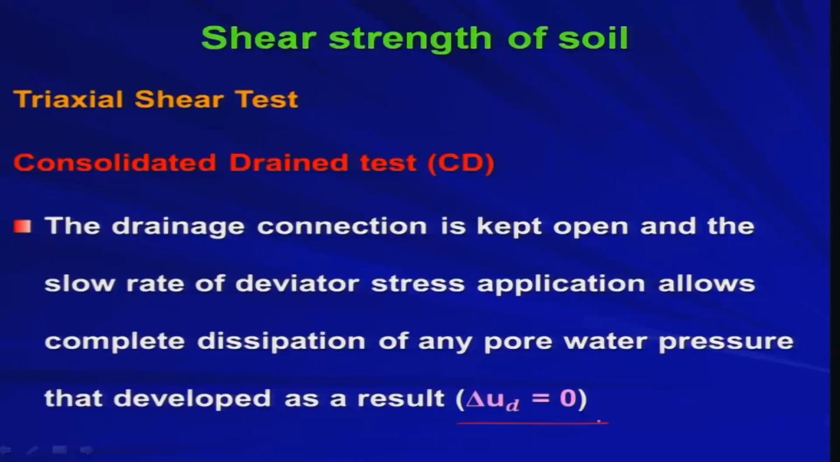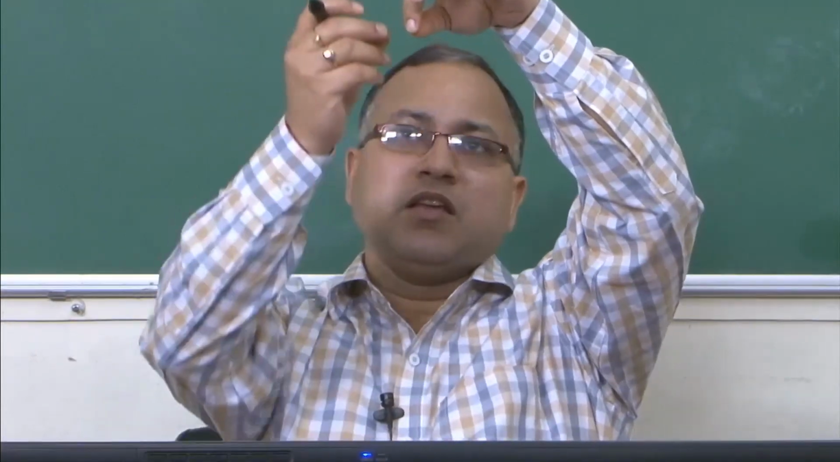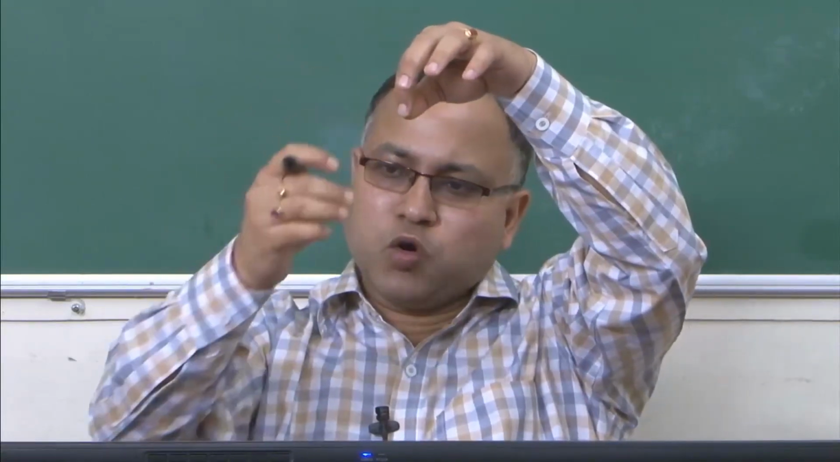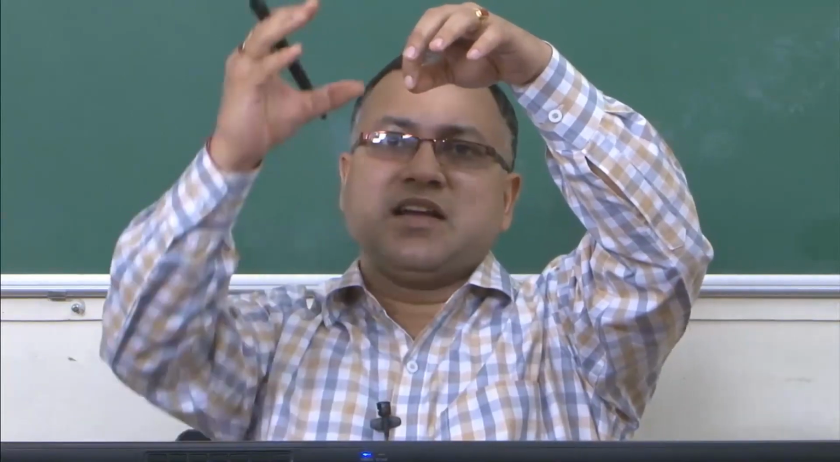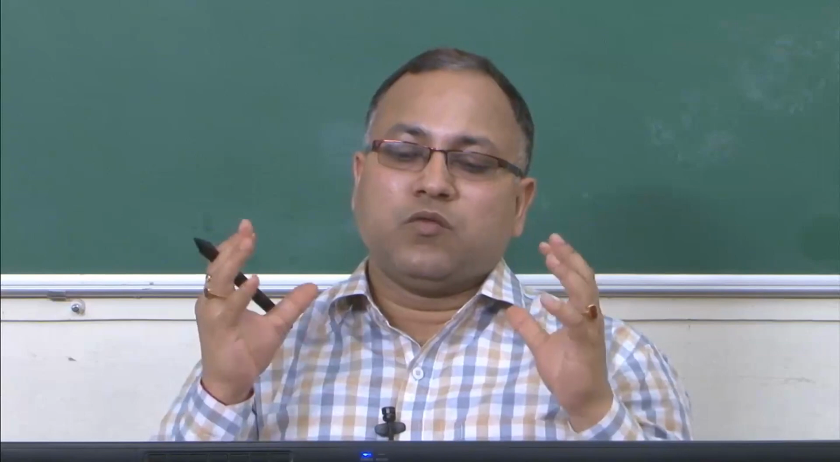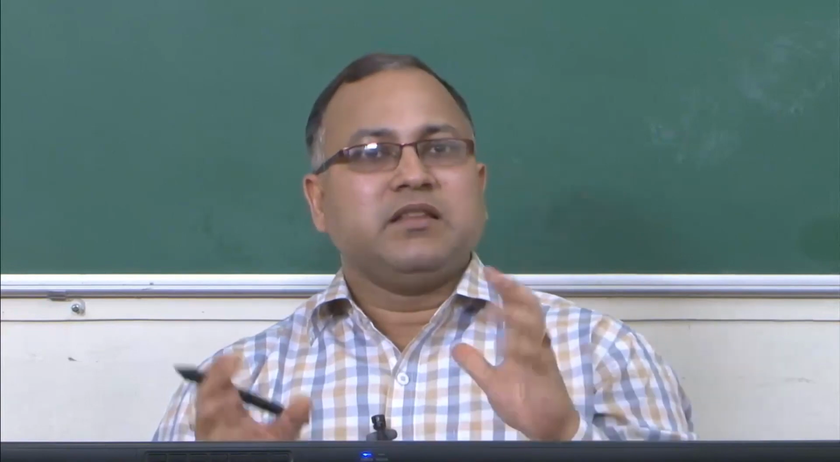However, you do not do that in the test. You keep the drainage valve open. As you apply delta sigma d, and this application is very slow, slowly your water is draining out. So there is no chance of excess pore water pressure building up inside the soil specimen. Therefore, the building up of delta u d will be 0, because no excess pore water pressure builds up inside the soil specimen due to the application of delta sigma d.